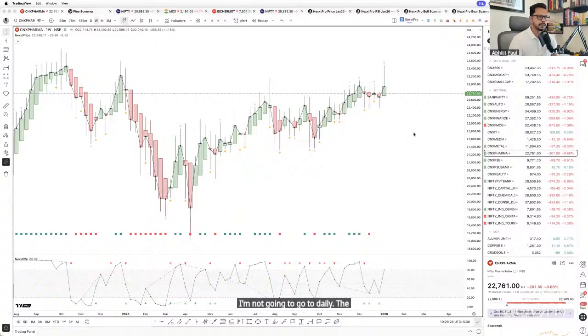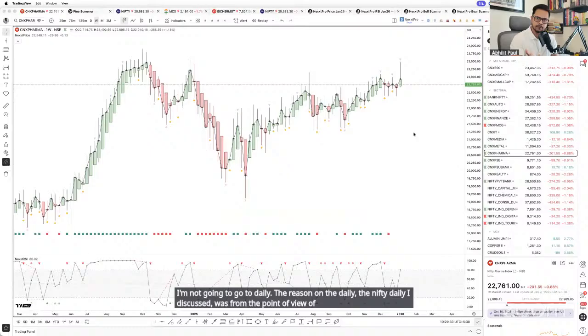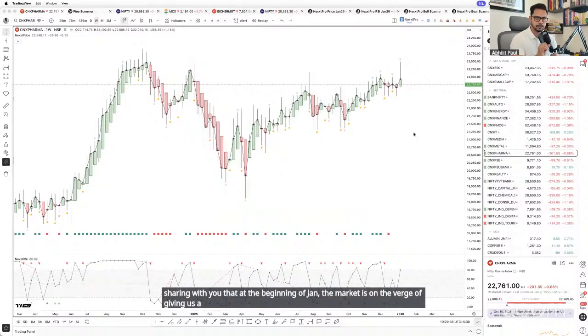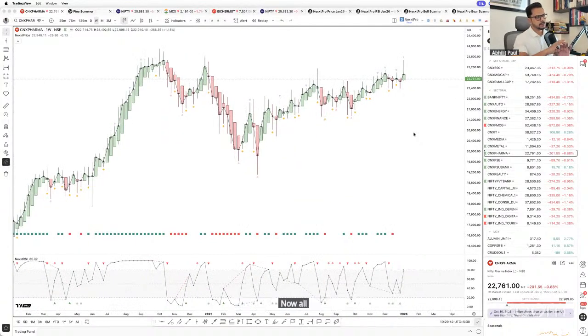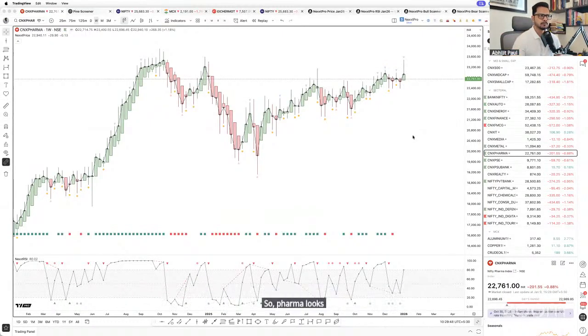The reason I discussed the Nifty daily was from the point of view of sharing with you that at the beginning of Jan, the market is on the verge of giving us a short-term breakdown. So that is important to understand. Now all the rest of the discussion will be from an intermediate to larger long-term point of view. So pharma looks promising. RRG. So what can you do?